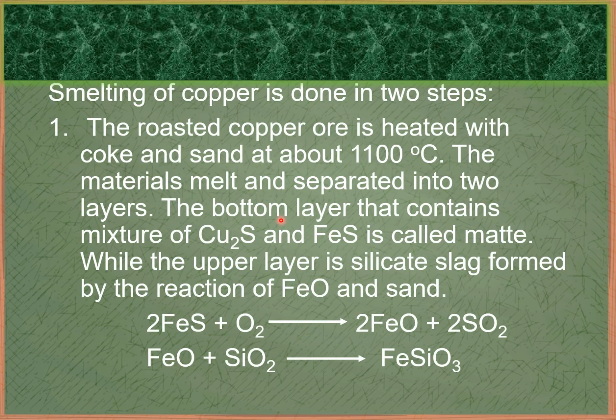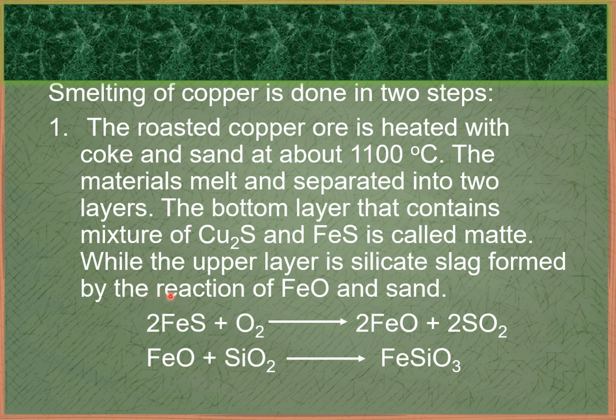Smelting of copper is done in two steps. Number 1, the roasted copper ore is heated with coke and sand at about 1100 degrees centigrade. The material melts and separates into two layers. The bottom layer that contains a mixture of copper sulfide and ferrous sulfide is called matte, while the upper layer is silicate slag formed by the reaction of FeO and sand.